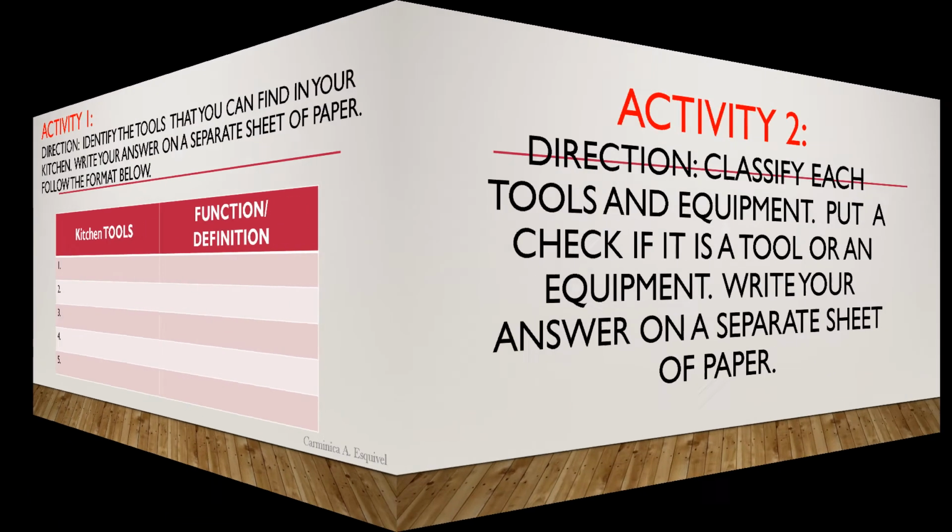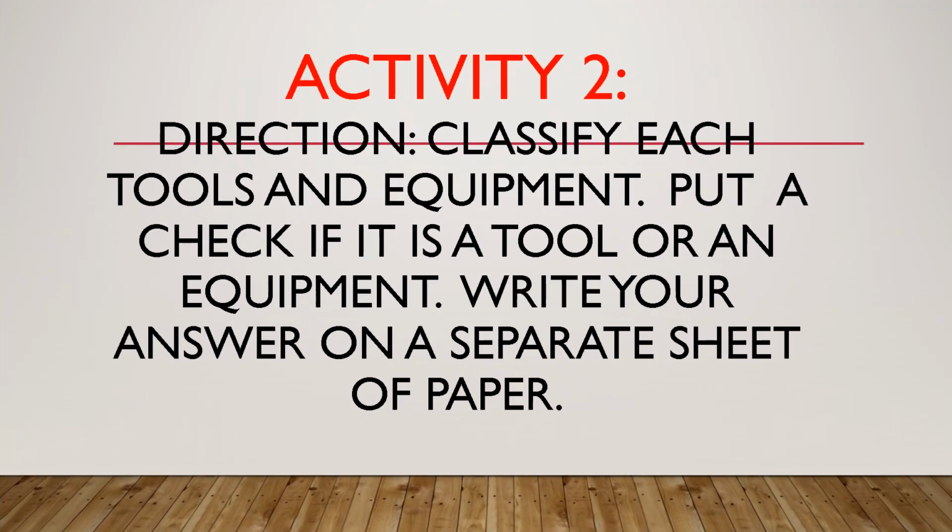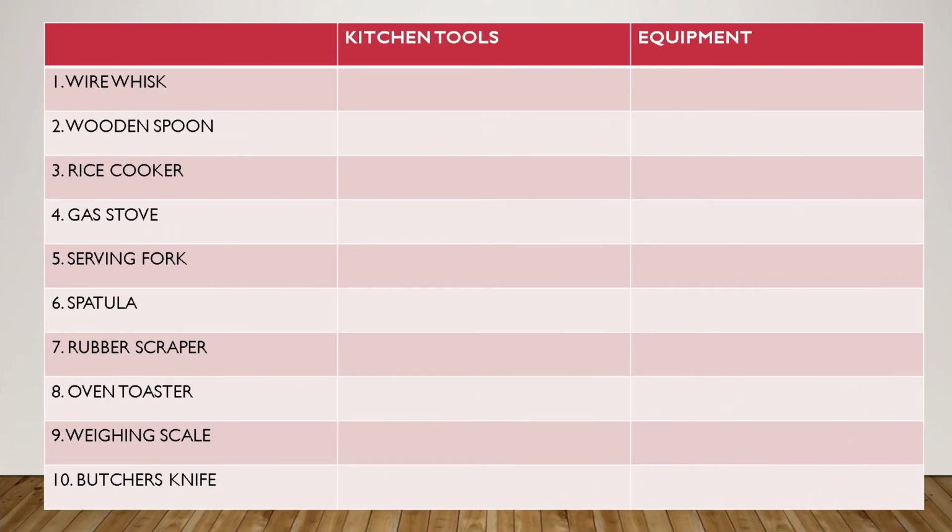And then for your activity 2, you have to classify each tools and equipment. Okay, kailangan mo kilalanin. Kailangan mo i-identify kung ito ba ay kabilang sa tools or ito ba ay kabilang sa equipment. You have to check the box corresponds to your answer. So you have to write your answer on a separate sheet of paper. So this is it. You can find it actually in your self-learning material. Yes, on page 13 of your book.